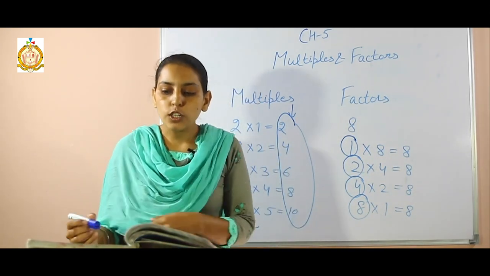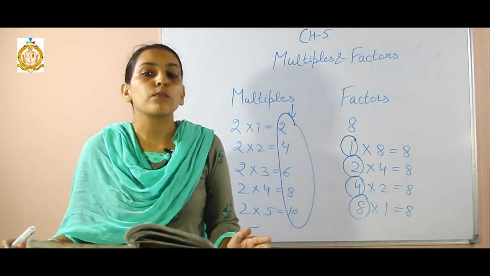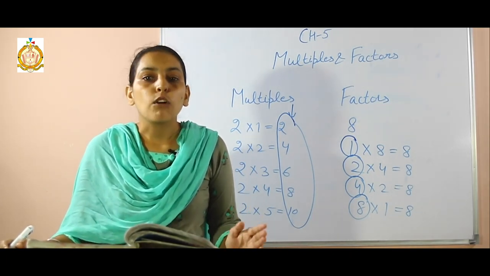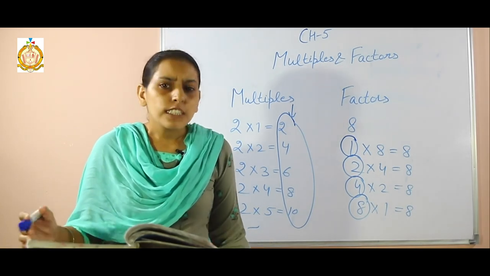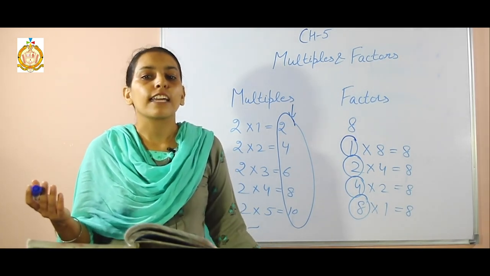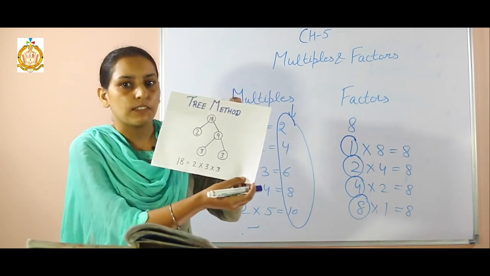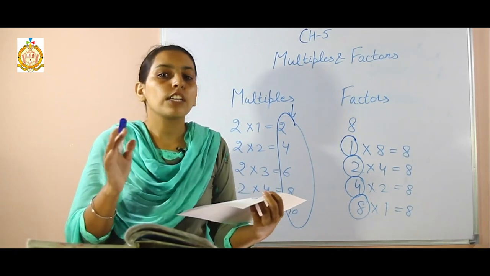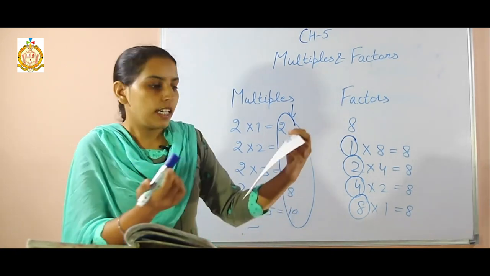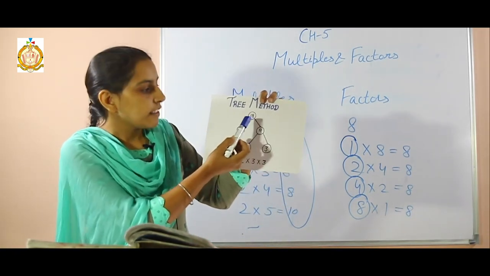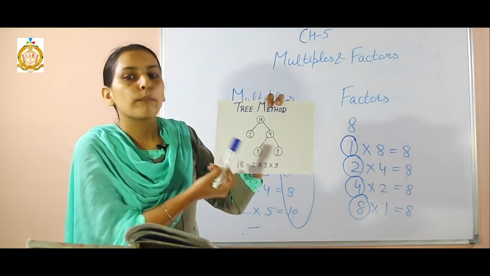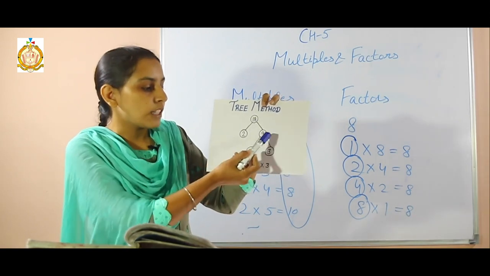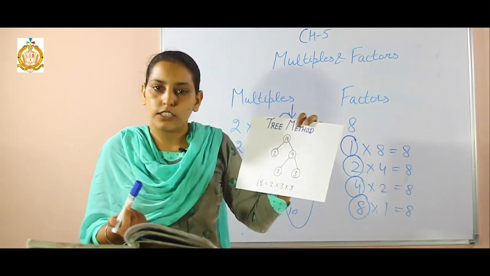Students, today we are going to start exercise 5.6, that is draw the factor tree method for the following numbers. Students, the tree method is just like a tree. See this one, 18. For example, a tree has one root and many branches. In the same way, the tree method has one root and many branches. And 18 is the root here, and 2, 9, 3 and 3 are the branches.